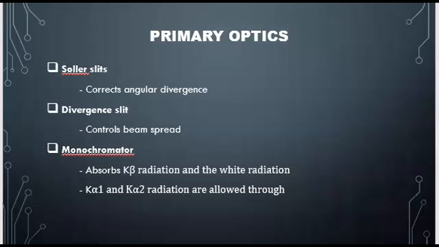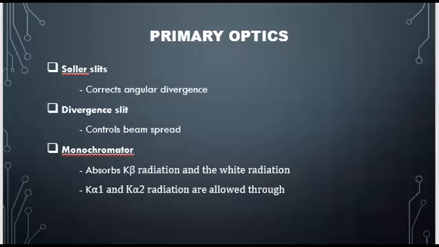So here we have the primary optics. The solar slit collects angular divergence. The divergence slit collects beam spread. And the monochromator absorbs K beta and white radiation and allows K alpha radiation to pass through.